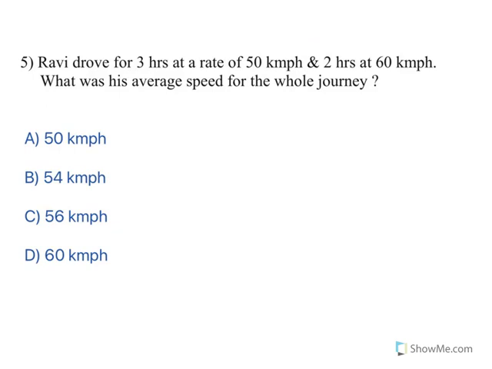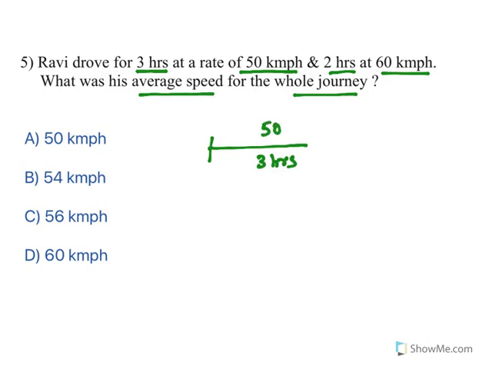Now look at this. Ravi drove for 3 hours at a rate of 50 kilometers per hour and 2 hours at 60 kilometers per hour. What is his average speed for the whole journey? Now look at this. He is driving from here to here. 3 hours he drove at 50 kilometers per hour, and then 2 hours he drove at 60 kilometers per hour. So this is what his journey is about. Now, what is his average speed?